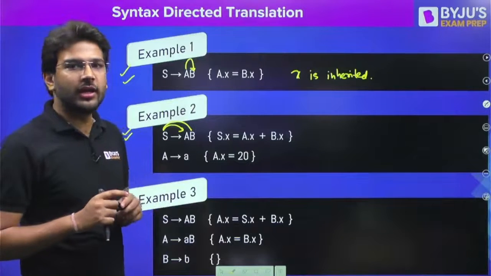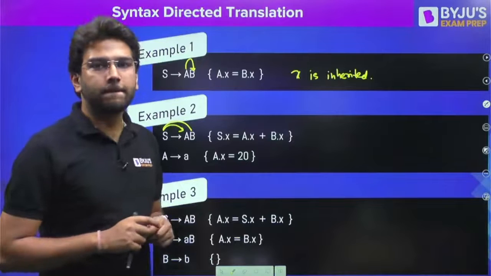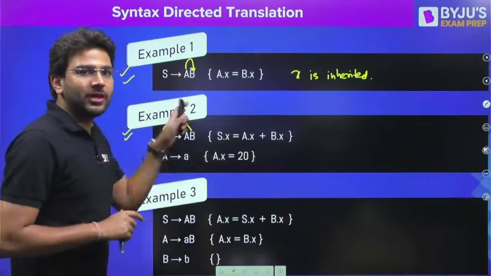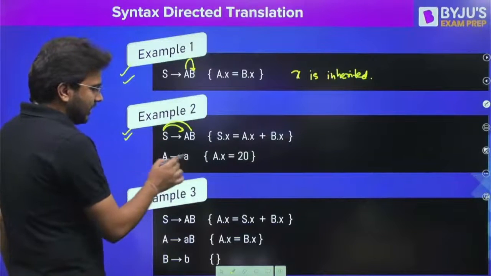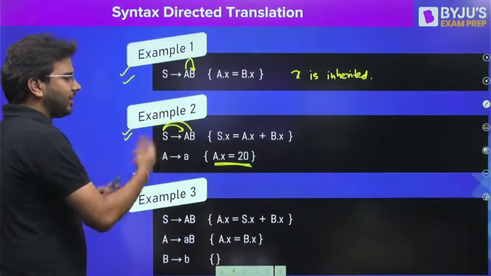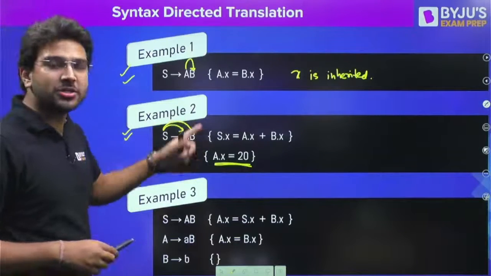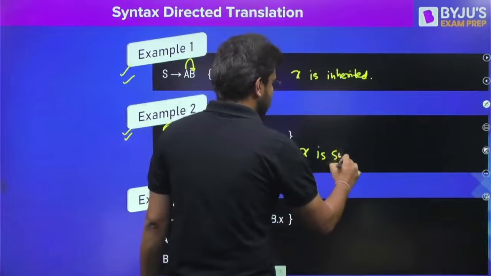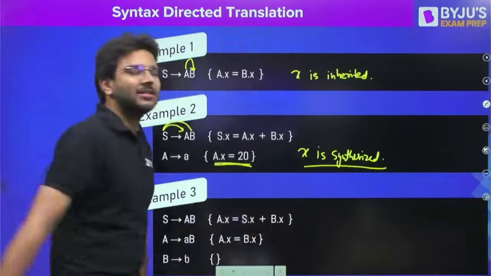Yes, Shashikala, any doubt? Tell me the example number so that we can discuss again, if you have any doubt in any of these. And here if you see A dot X is equal to 20, that means it is not taking the value from children or parent, nothing like that is specified here. So just on the basis of this first production and its translation, we can clearly say that X here is synthesized. X is a synthesized attribute.